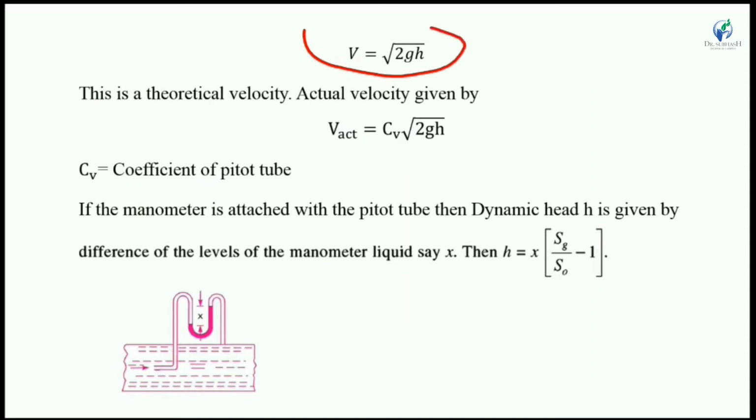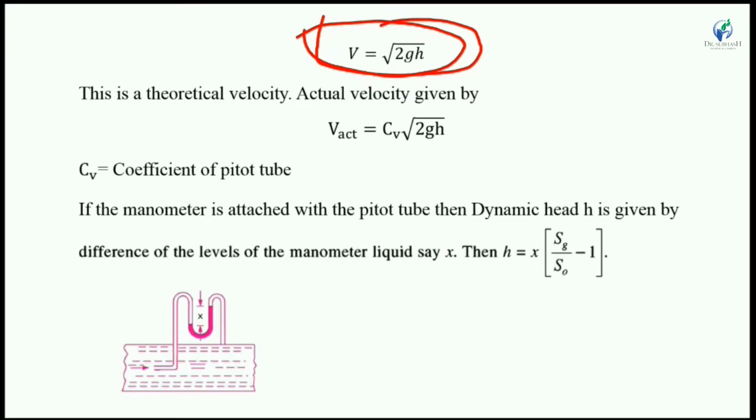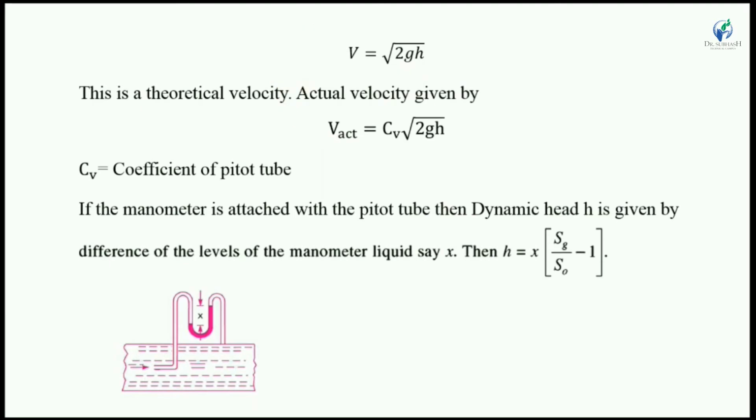Now, this equation is a theoretical equation, but in actual practice we know that some losses are there. So the actual velocity value is less than the theoretical value. So the actual equation is V actual is equal to Cv under root 2gH. Cv is the coefficient of the Pitot tube.